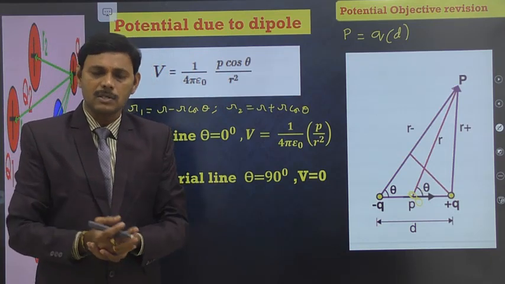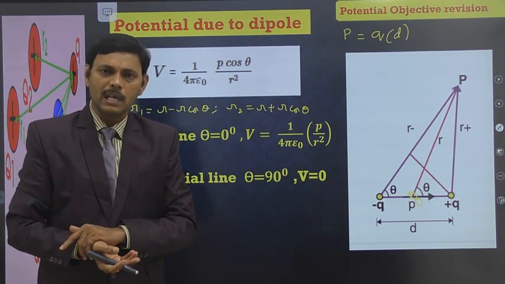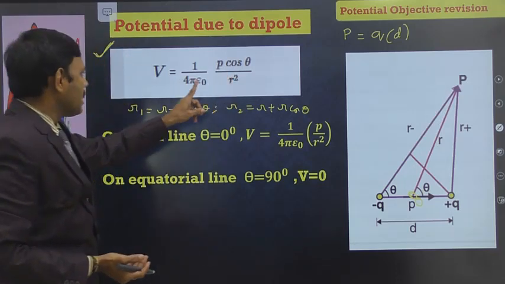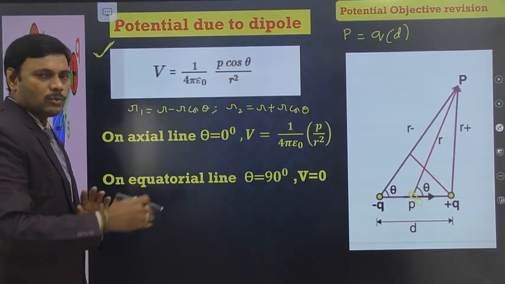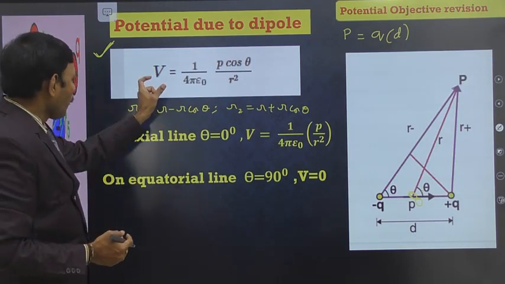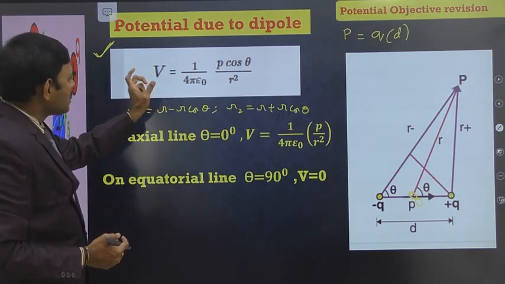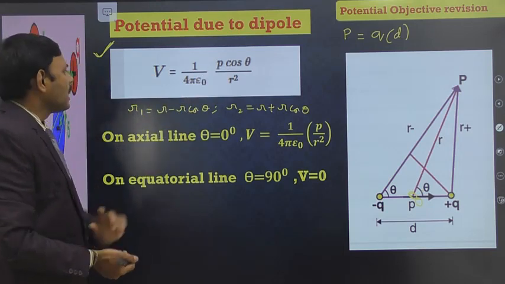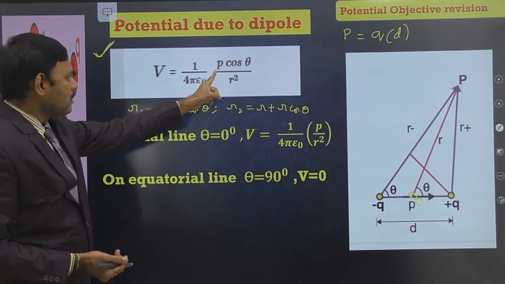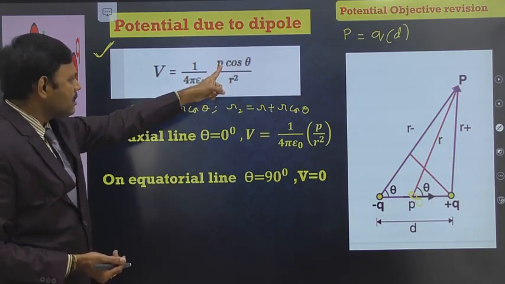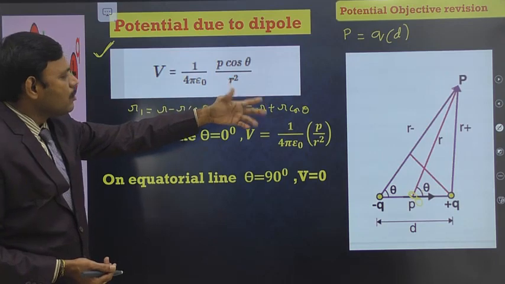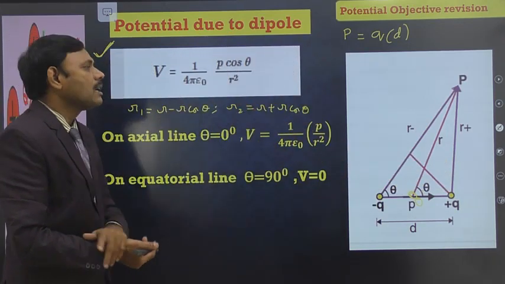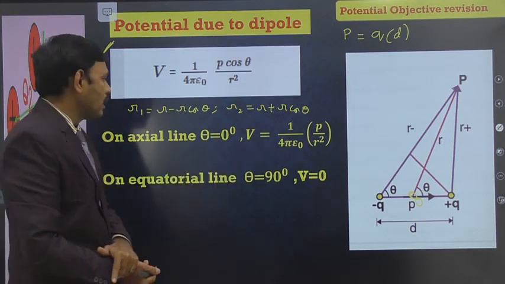In recent years, some questions were given in JEE Main as well as EAMCET exams on the potential due to a dipole concept. To answer those questions, this is enough. Potential due to a dipole is V equal to 1 by 4 pi epsilon naught, p cos theta by r square. Here P is the dipole moment, that is q into the distance between the charges. Theta is the angle made by the point with the dipole axis, and r is the distance of P from the midpoint of the dipole.